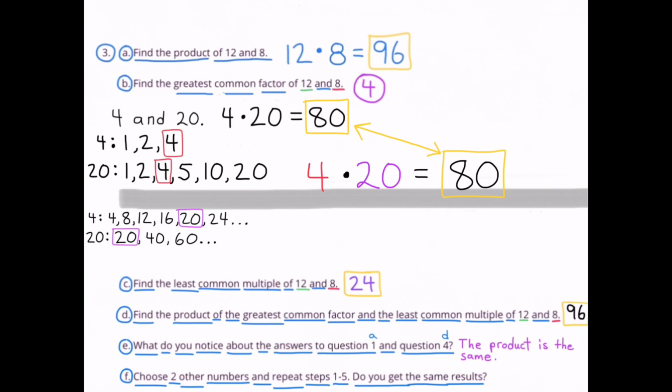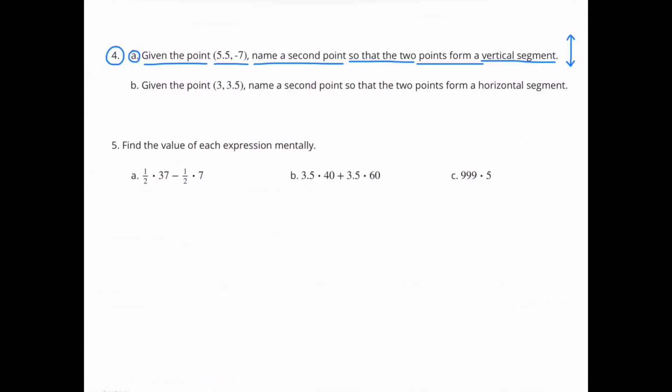The product of 4 and 20 is the same as the product of the greatest common factor of 4 and 20 and the least common multiple of 4 and 20.